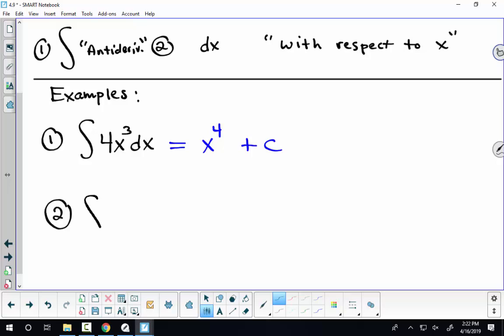How about the antiderivative of negative 1 over x squared with respect to x? We saw that one in the previous section. 1 over x. What do y'all think? The derivative of 1 over x is negative 1 over x squared.